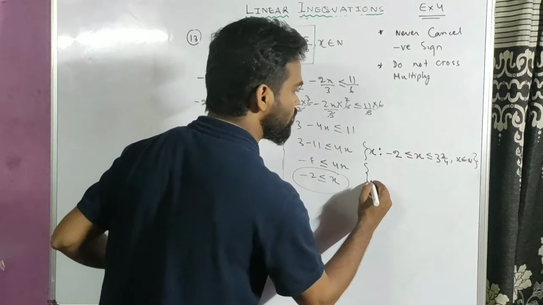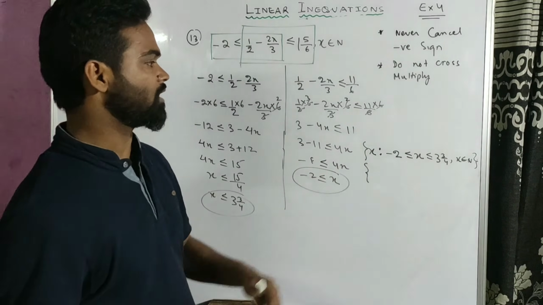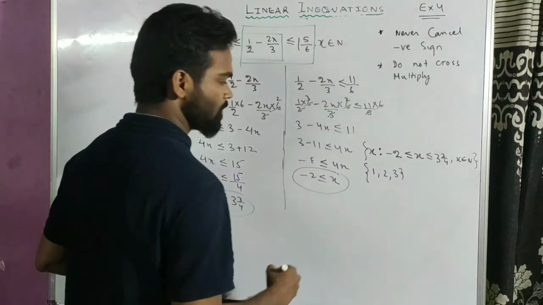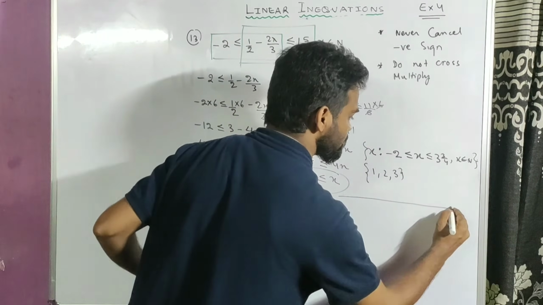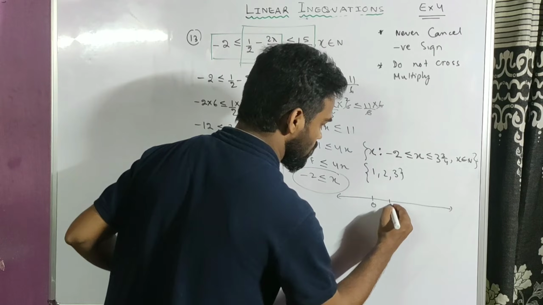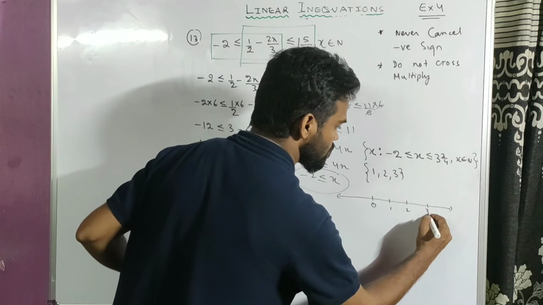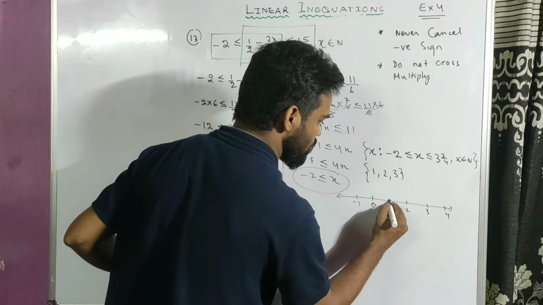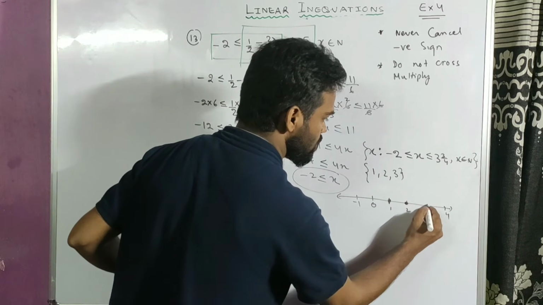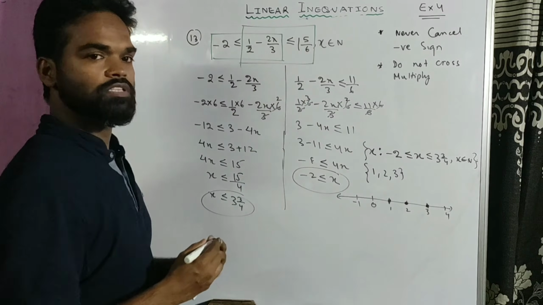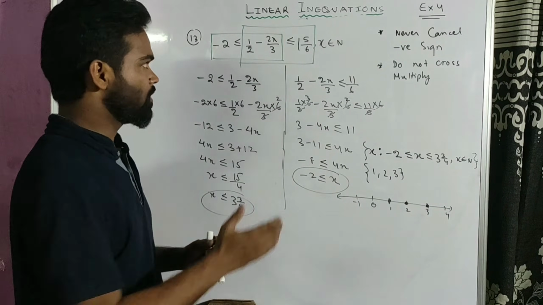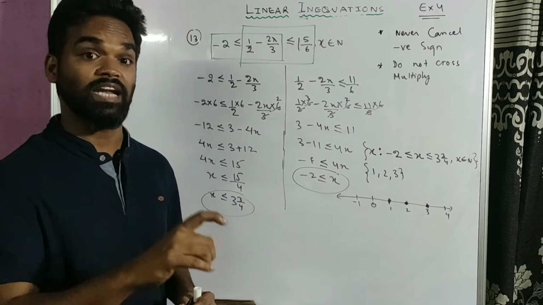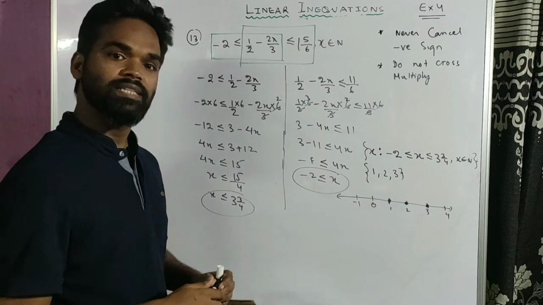And now the roster form. We know the natural numbers between minus 2 and 3 by 4. It will be 1, 2, 3. And now we'll draw the number line. See, we'll take 0, 1, 2, 3, 4. Take a few extras. So 1, 2, and 3. So this is my answer. Clear? Remember, we'll separate it and solve it, okay, and then we'll combine this to get the set builder form. Now we look at the next sum.